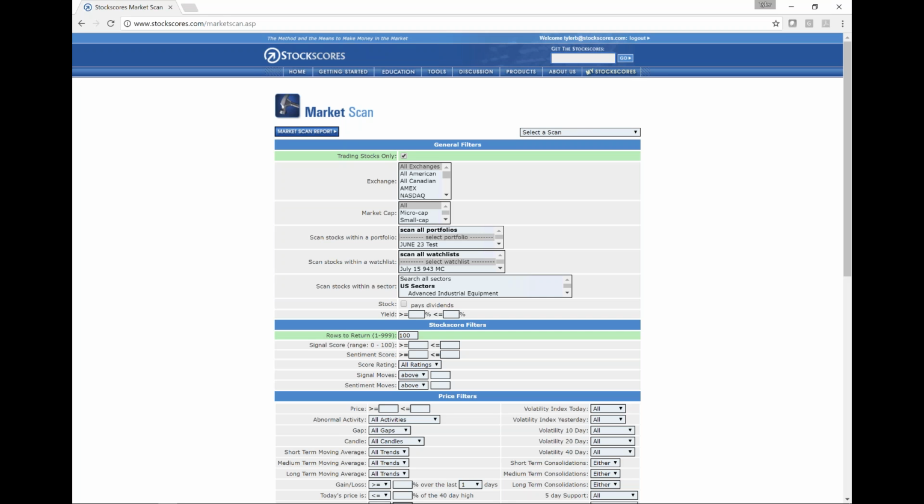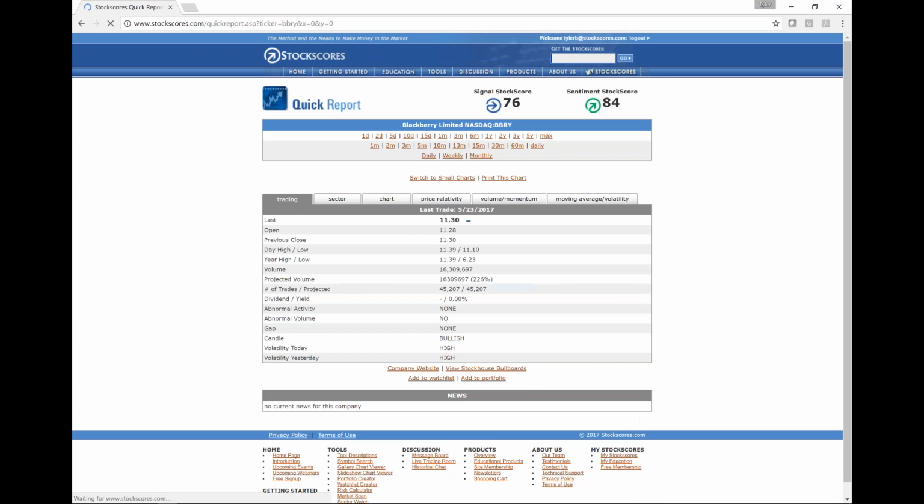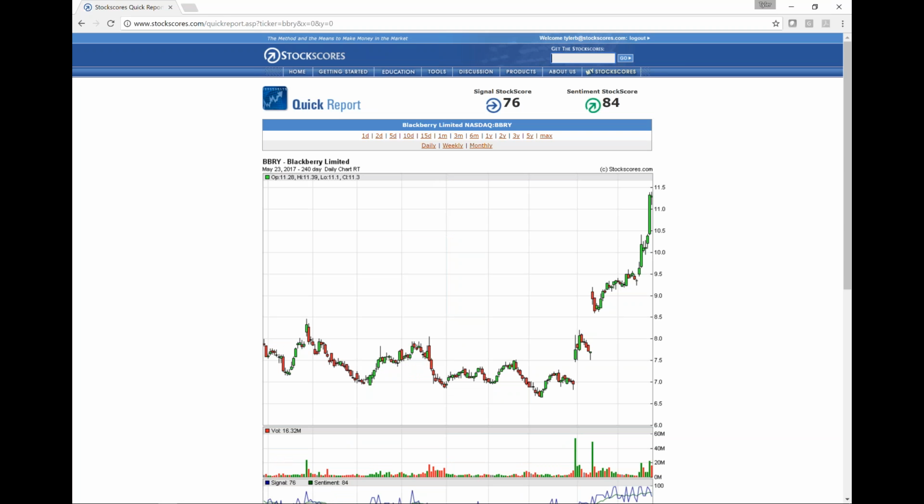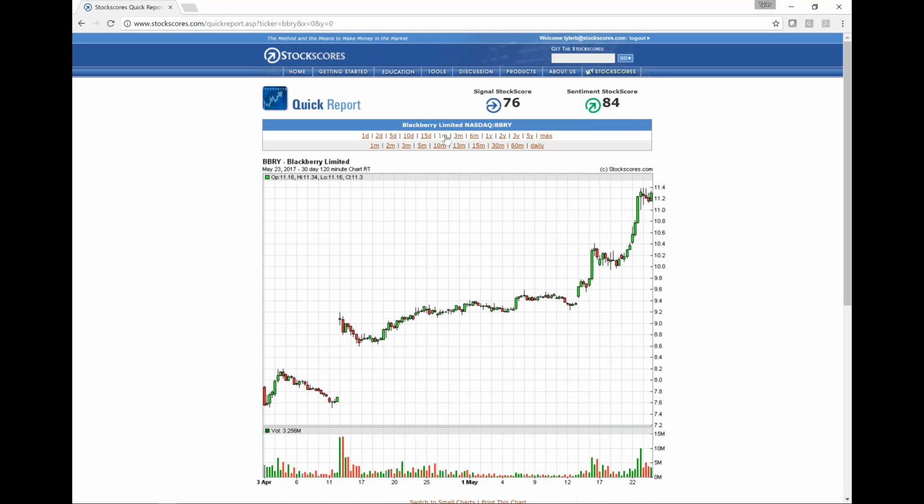So if you are in BlackBerry, you would define support on this one. Because it's moving up so quickly, I would probably define support at $10 or aggressively at $11, because this trend is going parabolic. And if it were to close below $11, I would sell.